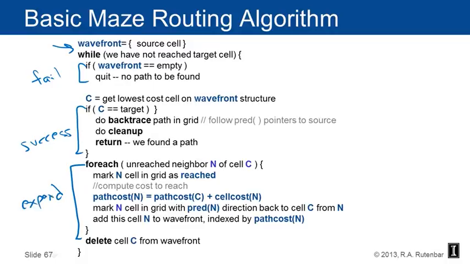For each unreached neighbor n of C, mark n in the grid as reached. Compute the cost to reach it. The path cost of that cell n is the path cost of C plus the cell cost of n. Mark n in the grid with the predecessor direction so you know how to get back there. Add the cell n to the wavefront indexed by its path cost because the wavefront just grew a little and these are the new cells. Delete C, you've used it, right? So you reach a cell, it enters the wavefront with the right computations. When you've used a cell to reach its neighbors, you've expanded it, you get rid of it. So you only store the wavefront, which means it's smaller than all the stuff in the grid.